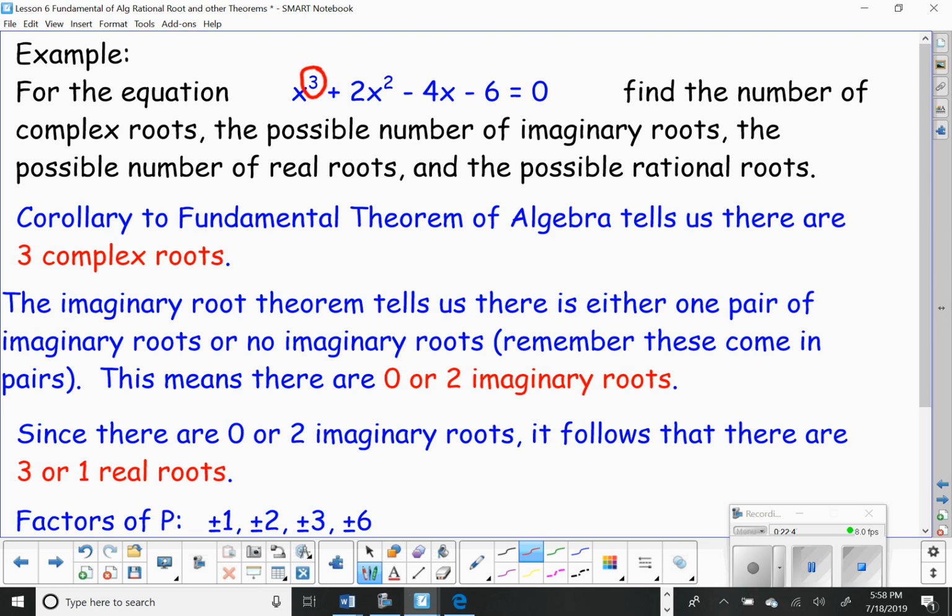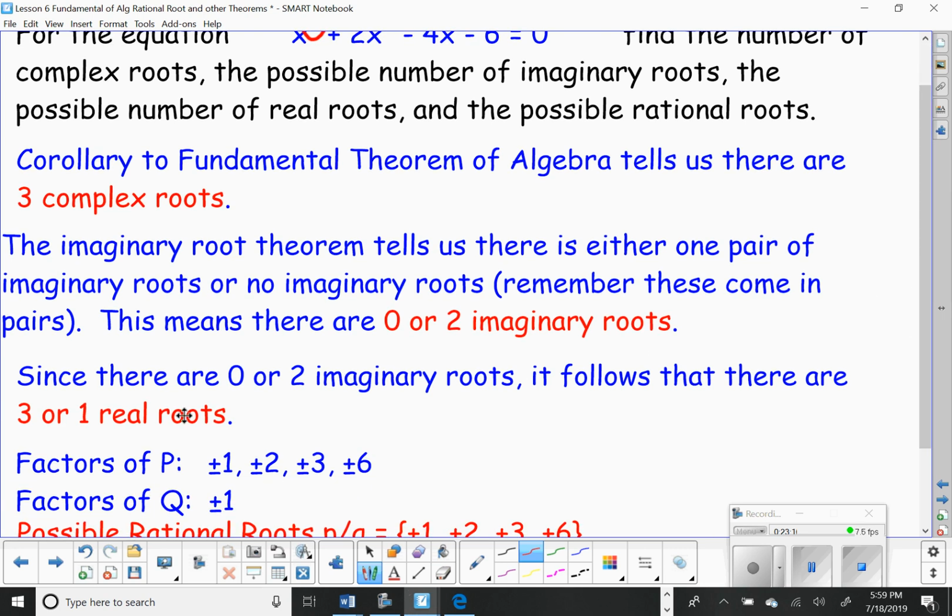The imaginary root theorem tells us there is either one pair of imaginary roots or no imaginary roots, because you have to remember that imaginary roots come in pairs. They come in pairs. So, since they come in pairs, if I've got 3 roots, only 2 of them can be imaginary with 1 real. So I have 0 or 2 imaginary roots. Since there are 0 or 2 imaginary roots, it follows that there must be 3 or 1 real roots.